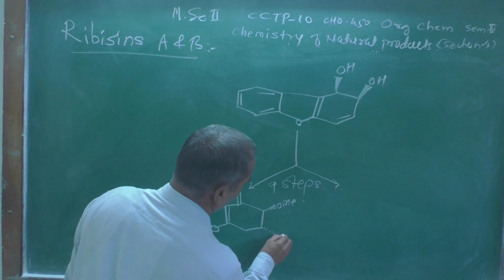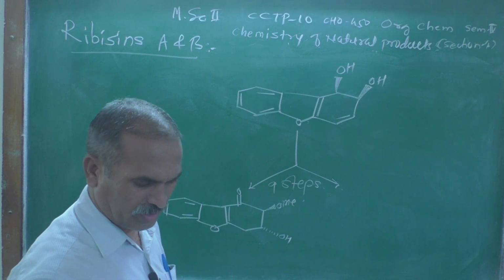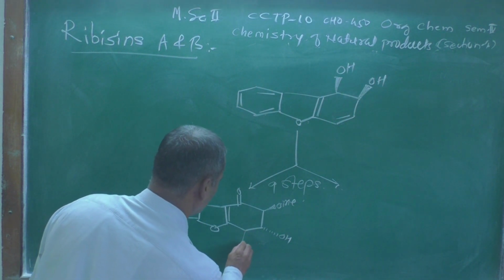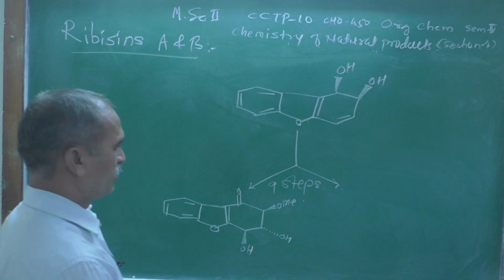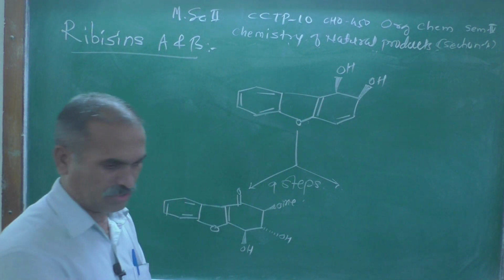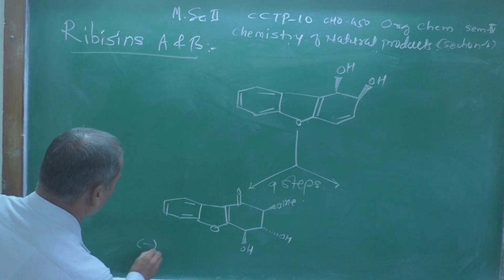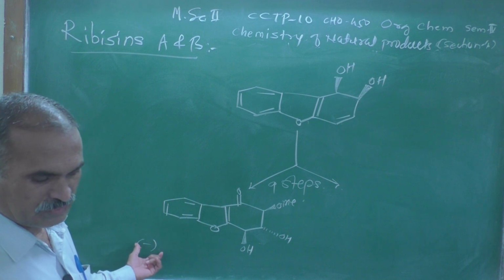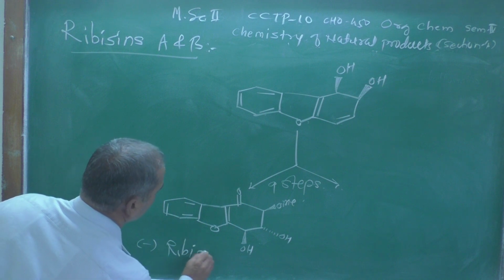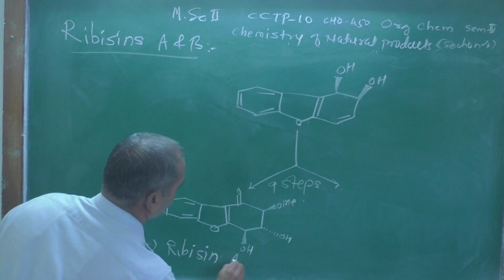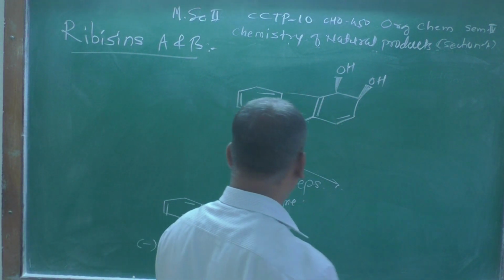One is a hydroxy group which is shown by a dotted line, below the plane, and one more hydroxy group which is above the plane, OH. If you observe this structure very closely, the name of this structure is minus ribosine A. This is the structure of ribosine A.